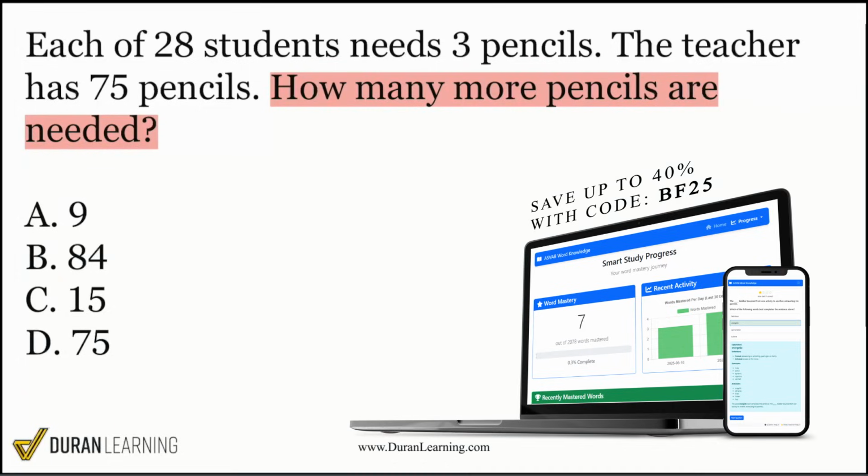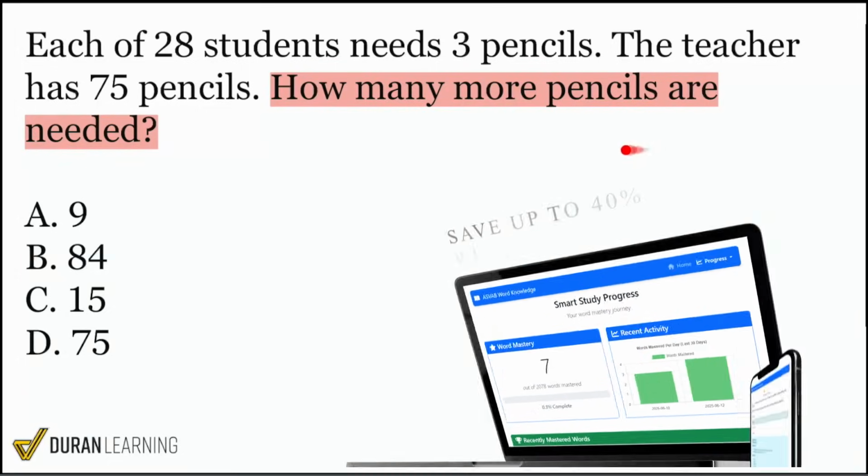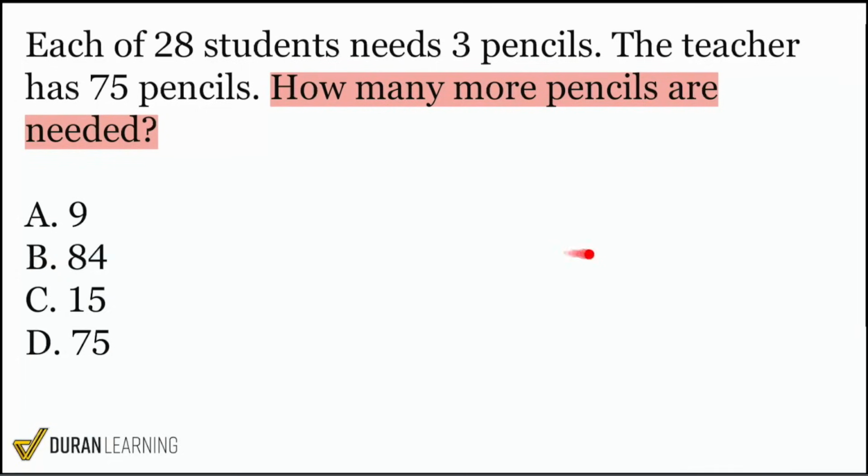Yeah. How many more pencils are needed? So there's a certain amount we're trying to reach. There's probably a certain amount that we have, and we've got to figure out what that gap is. So that's why it's important to, again, always read the question sentence first. So now we're going to move forward to understanding the context.